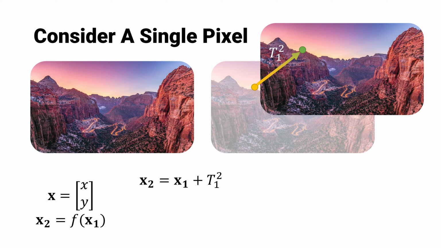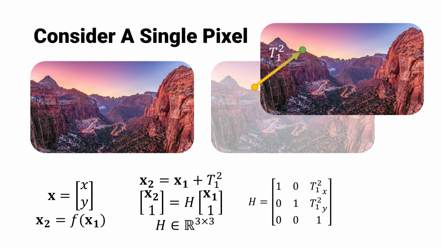So if we want to write this down in image processing, we write this with something called projective geometry, or we call this the homogeneous coordinate system, wherein we append a 1 to both x2 and x1 and put this transformation t into a matrix H, which will be a 3x3 matrix. And this is what it looks like. And H is again a real number 3x3 matrix, and it's a fairly simple matrix. It's going to be like this.